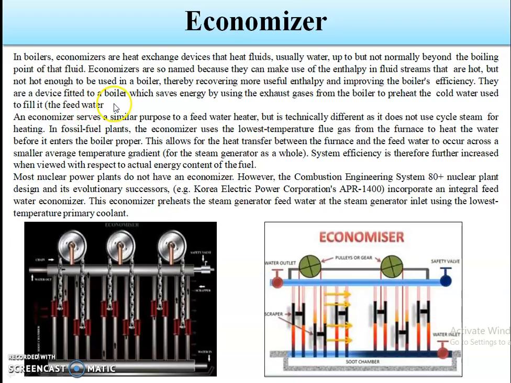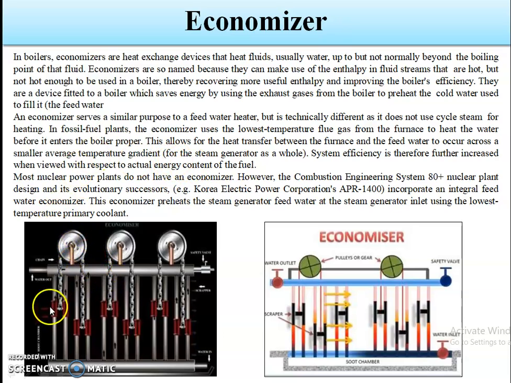They are devices fitted to the boiler which save energy by using the exhaust gases from the boiler to preheat the cold water used to fill it, the feed water. The economizer serves a similar purpose to a feed water heater, but it is technically different as it does not use cycle steam for the heating. In fossil fuel plants, economizers use the lowest temperature flue gases from the furnace to heat the water before it enters the boiler proper. This allows for heat transfer between the furnace and the feed water across a smaller average temperature gradient.